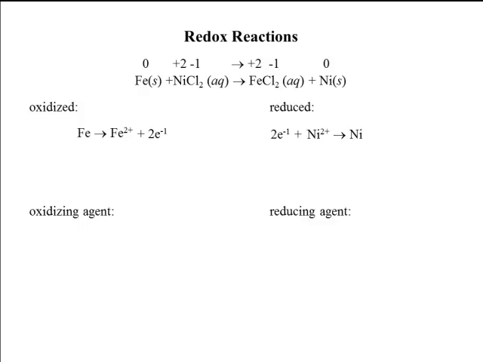Now you may be asking yourself, what happened to the chloride ions? Well, the chloride ions are actually just spectator ions. They're present, but they're not part of the chemical reaction. So this is a simple example.